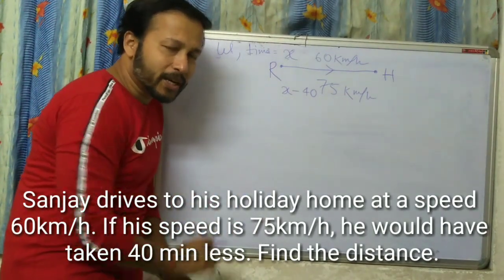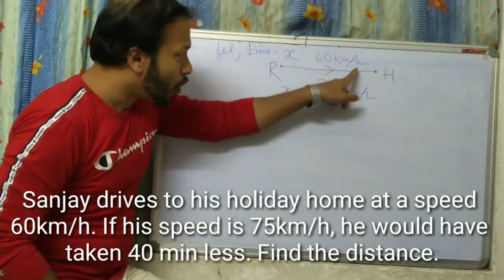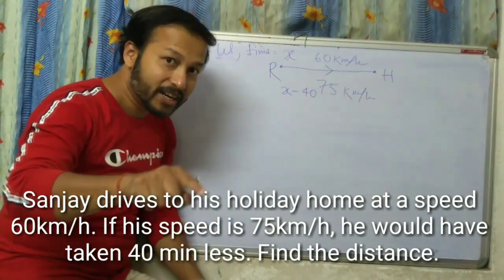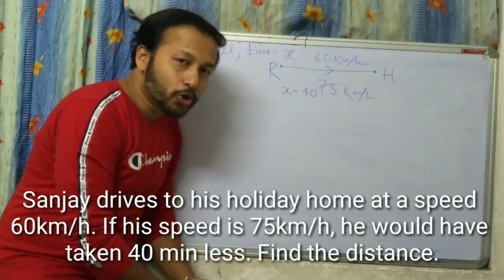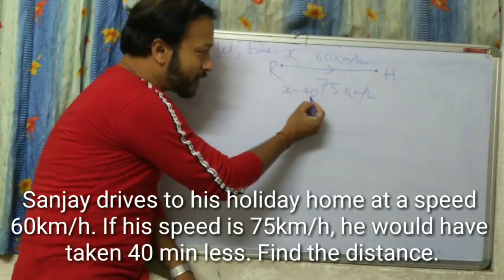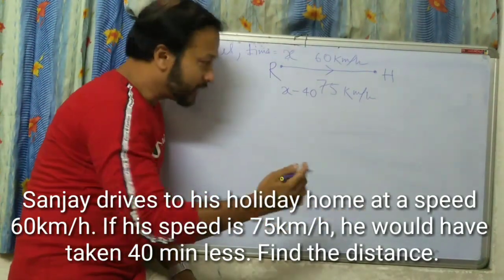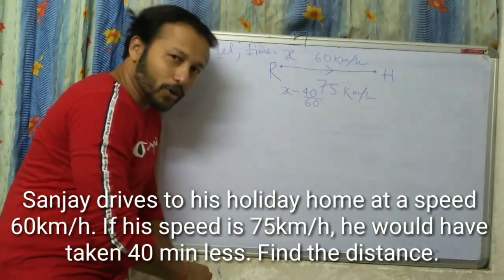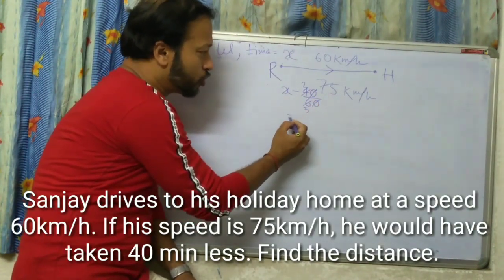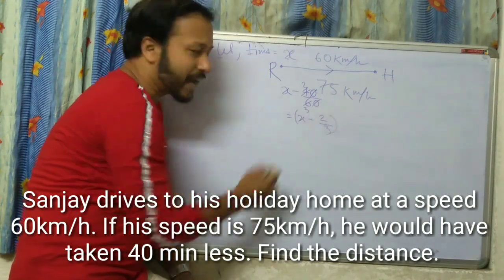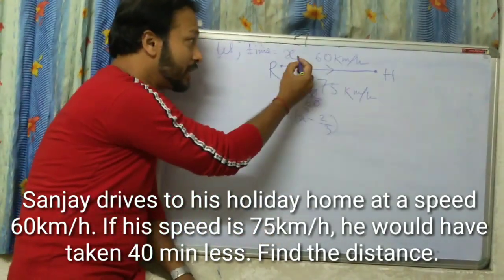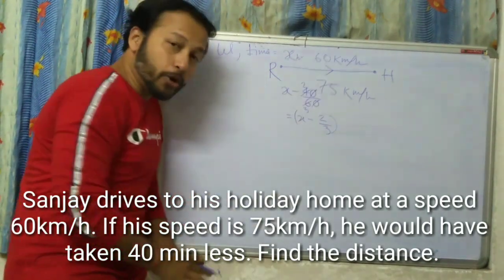But there is a small mistake. These are all given in hours, but this 40 is in minutes. See, in the question it's in minutes, so we need to convert these minutes to hours. That means 40 minutes we need to convert into hours. That is 40 by 60. It's simple. 0, 0 cancel. By 2, 2 ones are 2, 2 threes are 6. So x minus 2 by 3. This is the time he is taking when he is driving at 75 km per hour, and he is taking x hours when he was driving at 60 km per hour.